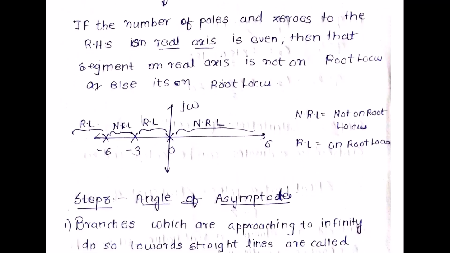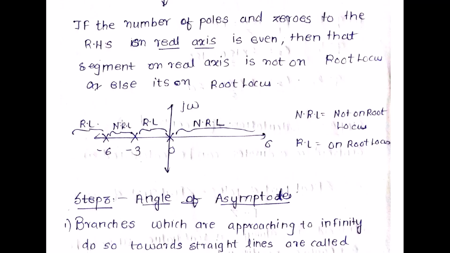So let us try to apply this. If I see this particular pole at 0, the number of poles and zeros to the right hand side is 0. Since 0 is an even number, it is not on the root locus. Minus 3, if I consider over here, the number of poles to the right hand side of minus 3 is only one pole, that is odd. Therefore I have root locus. Now from minus 6, if I consider, the number of poles to the right hand side is 2 poles, which is even, hence it is not on the root locus, and so on and so forth.